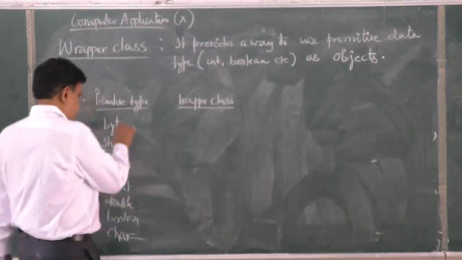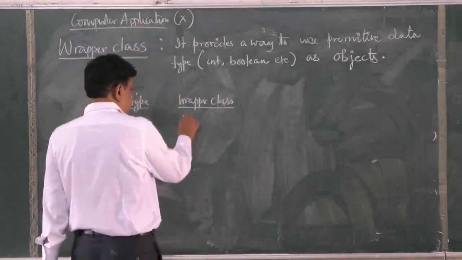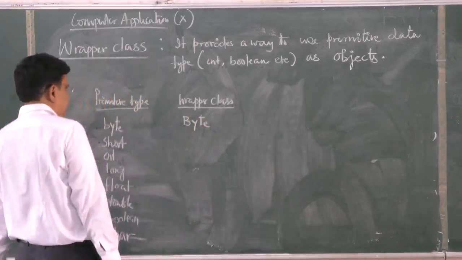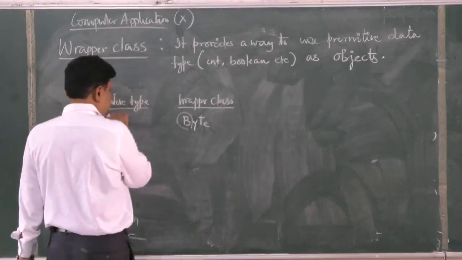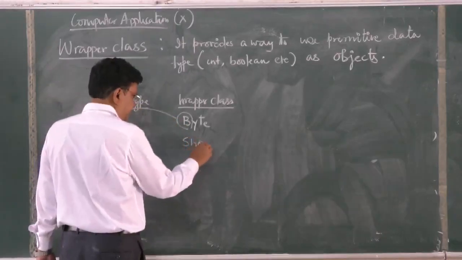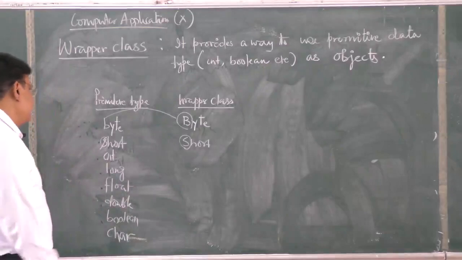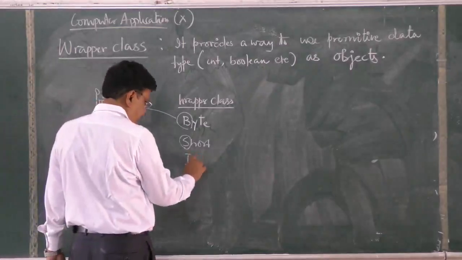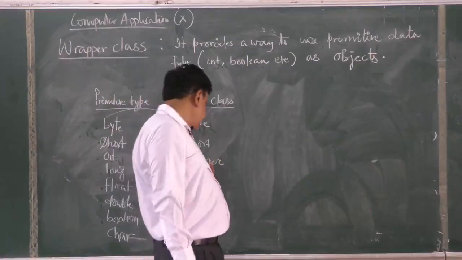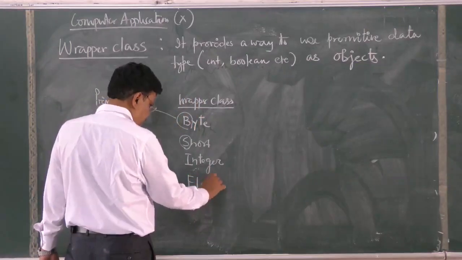Now all these primitive data types can be converted to wrapper classes, and we write it like this: Byte, where the B is capital. Then Short, where the S is capital, though over here it was small. Now int has to be written as Integer. Remember how int is written, but in the wrapper class you have to write it as Integer. Float, you have to write it as Float.